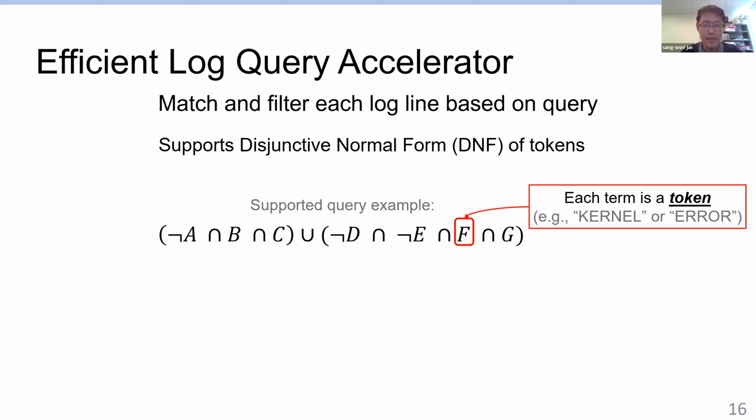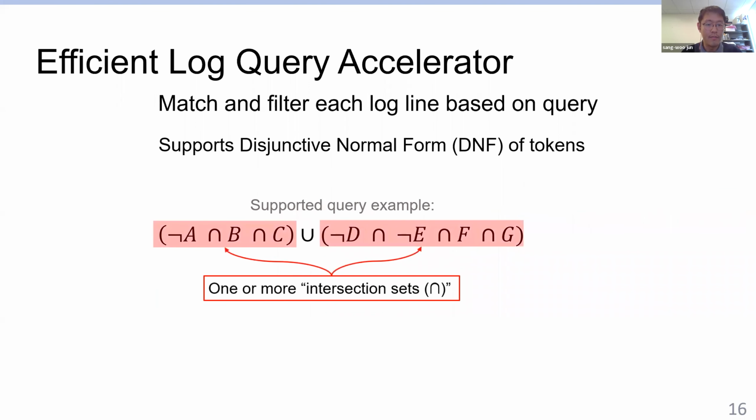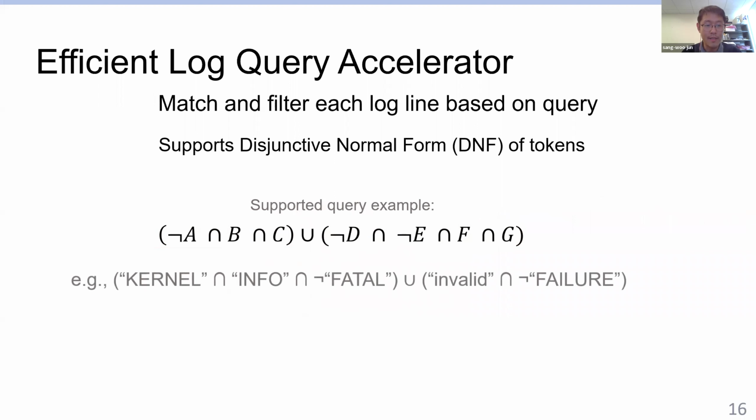Each term here in the set equation is a token, for example, kernel or error, and each term can be negated. All of these terms are organized into one or more intersection sets connected by intersections, and all of these intersection sets are joined by unions. So basically the disjunctive normal form of tokens. An example query could look something like this. The number of tokens supported by the hardware for each set and the size of sets are defined by how the hardware is implemented, and we'll get into that in a few slides.